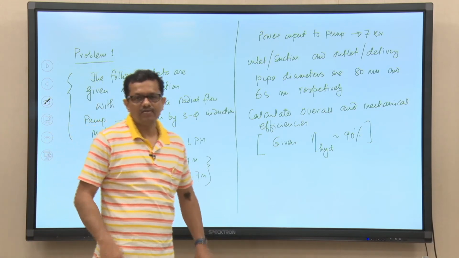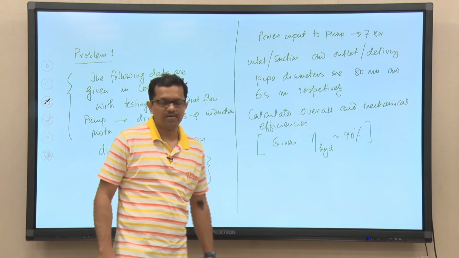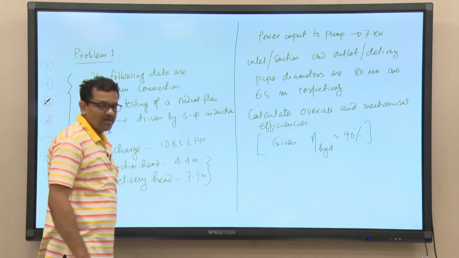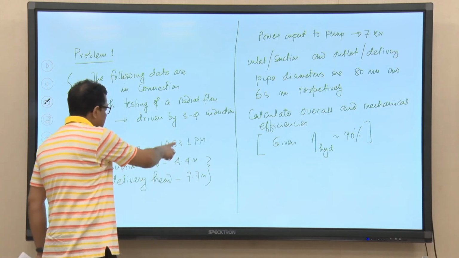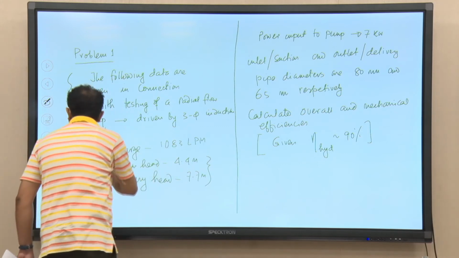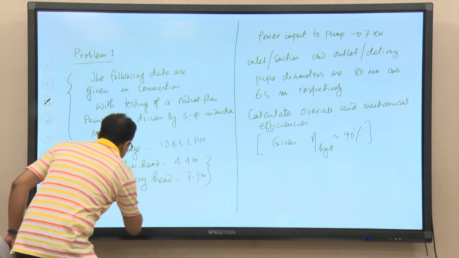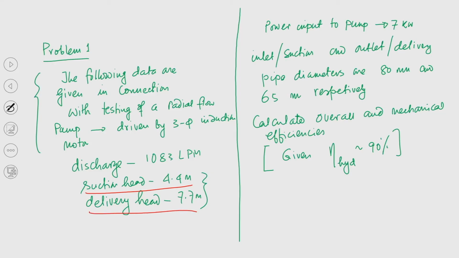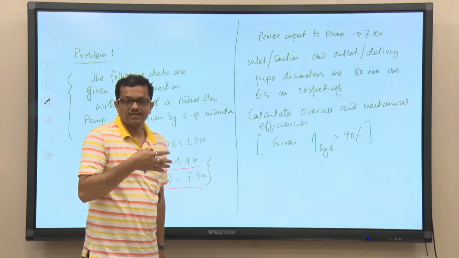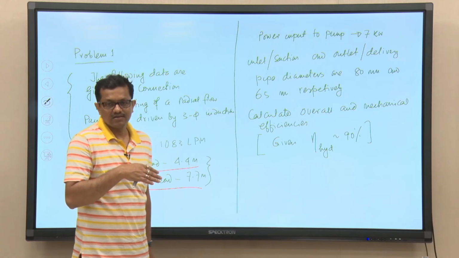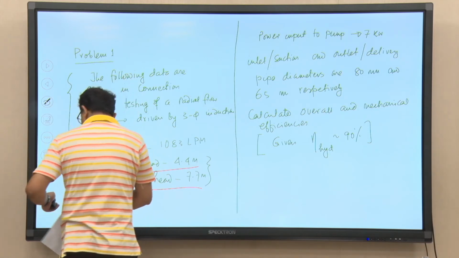Okay, so this is the problem statement, wherein we need to apply whatever we have learned from the testing procedure of a radial flow pump, right. Now, quickly we have to solve this problem. Discharge is given, but this is given in liter per minute. Mind it, suction head and delivery head are not the suction height and delivery height. So, we have to recall the expressions we established in the previous class.